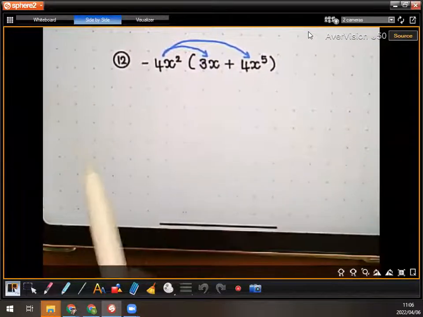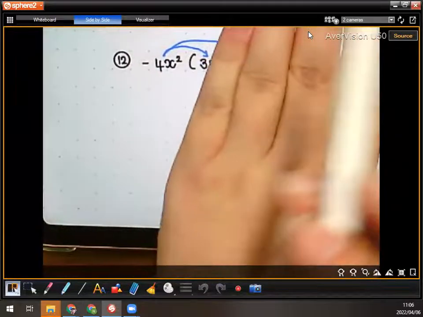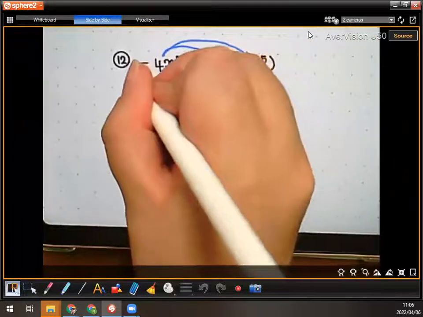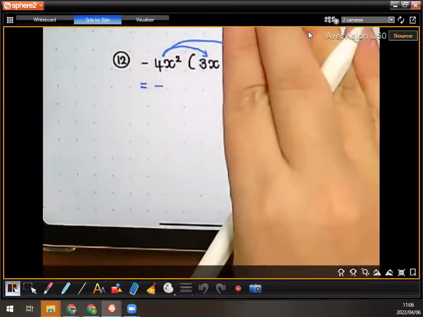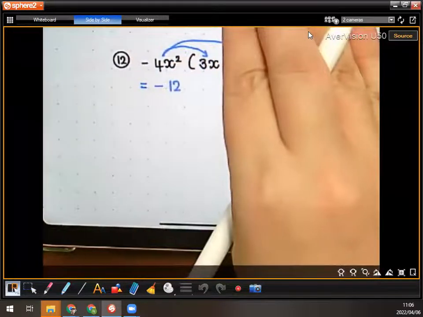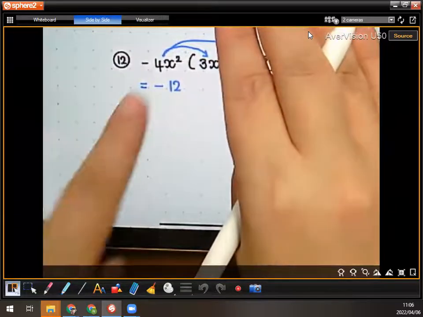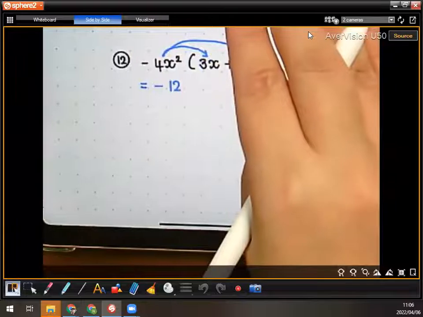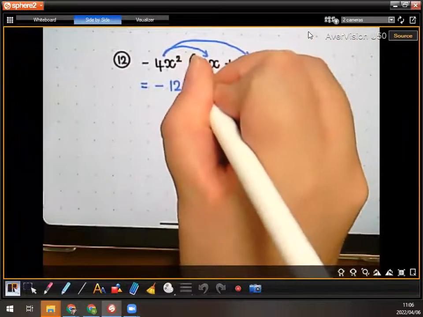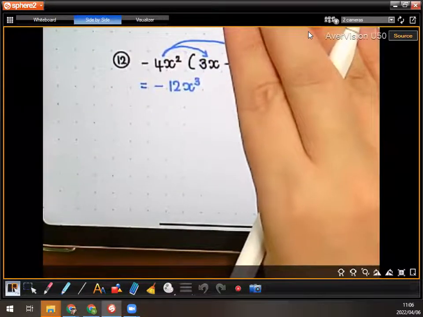Okay, now let's do this multiplication, guys. We're looking at the first one, right? So cover up the second one if you're worried that you're going to get confused. So we have negative times the positive is negative. Then we have 4 times 3 is 12. Then we have x squared, which is 2 x's, times by 1 other x. So how many do I have? 2 and 1, that is 3. So x to the power of 3. Okay, that's the first product that I did.